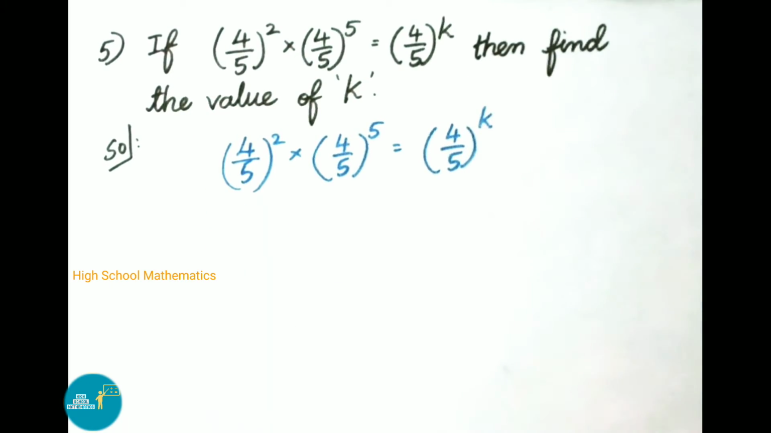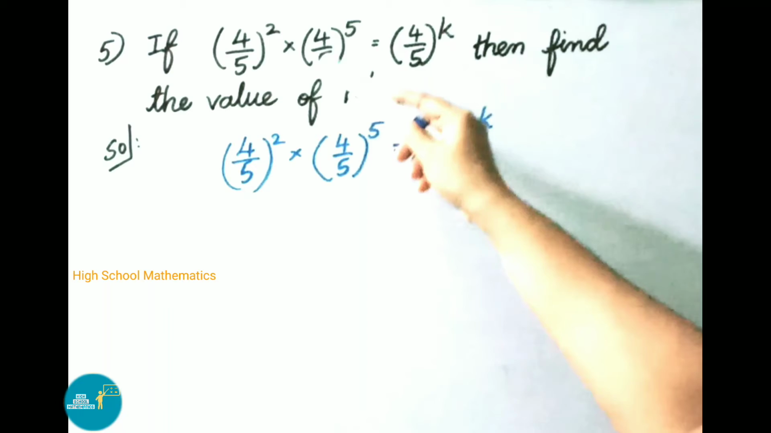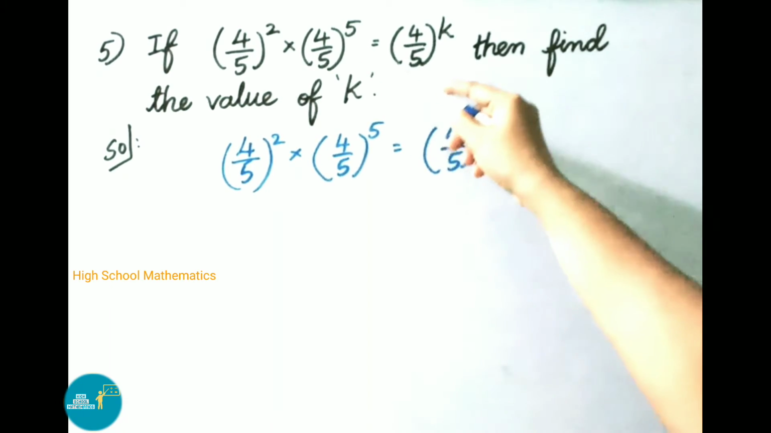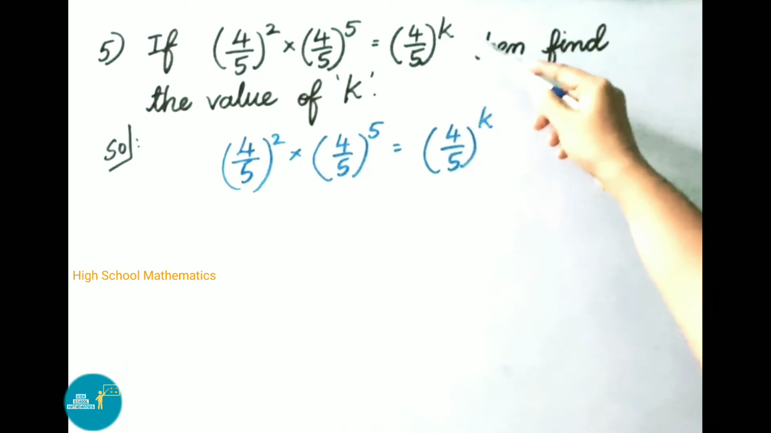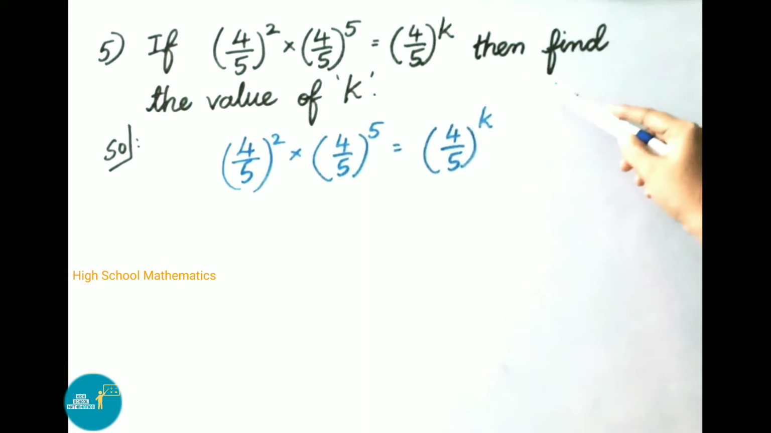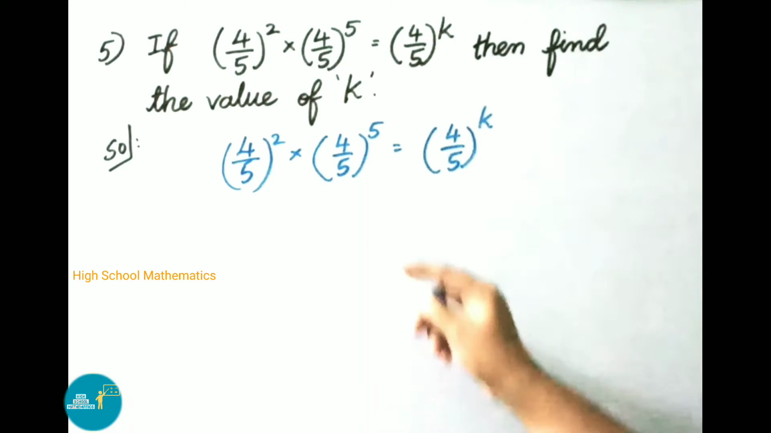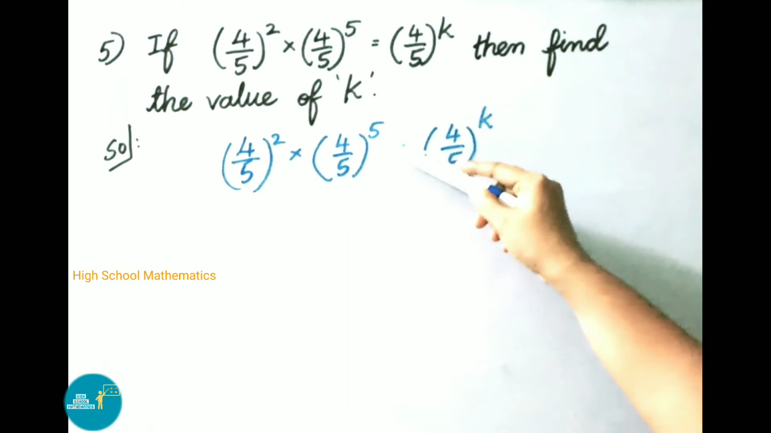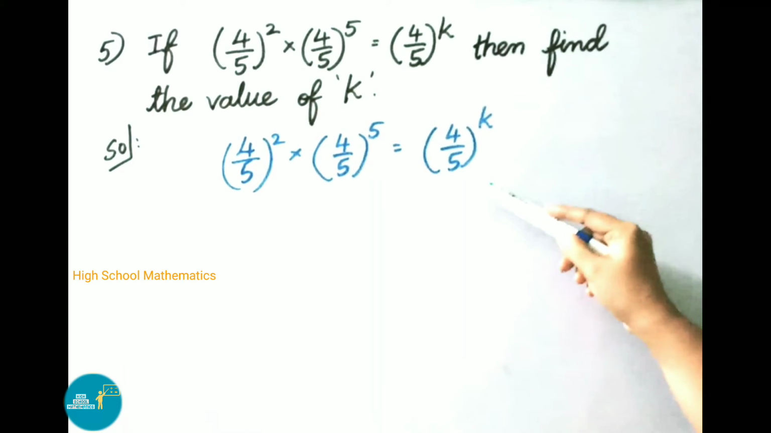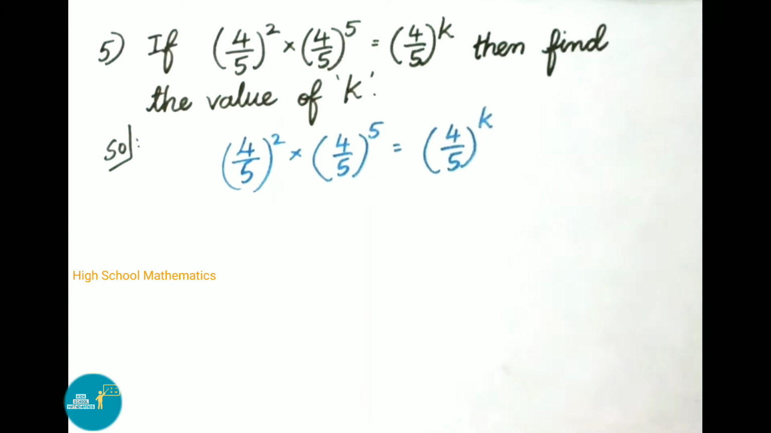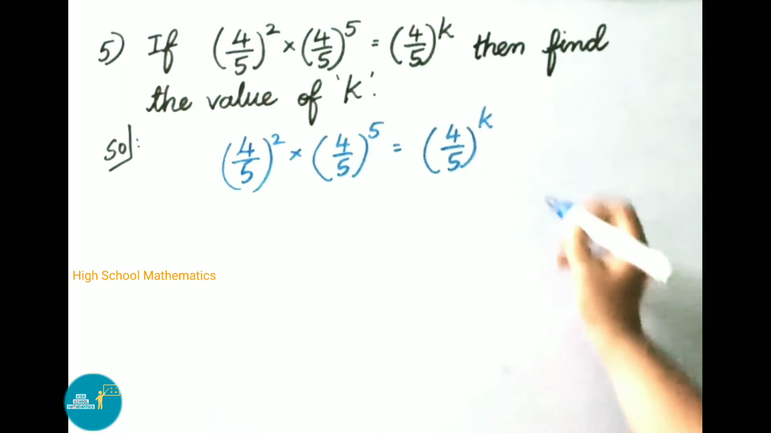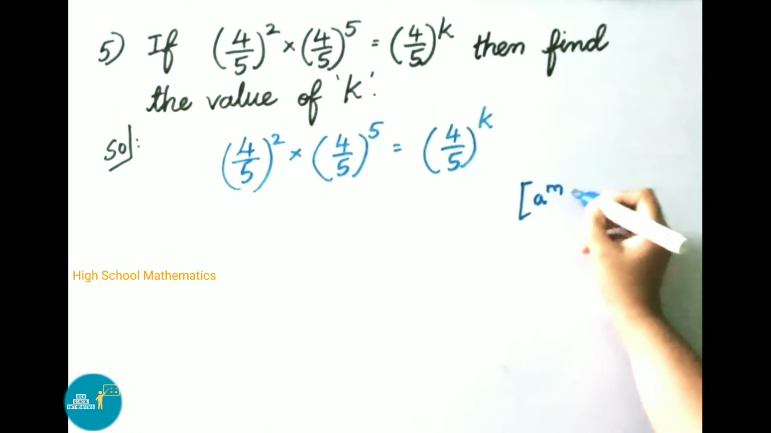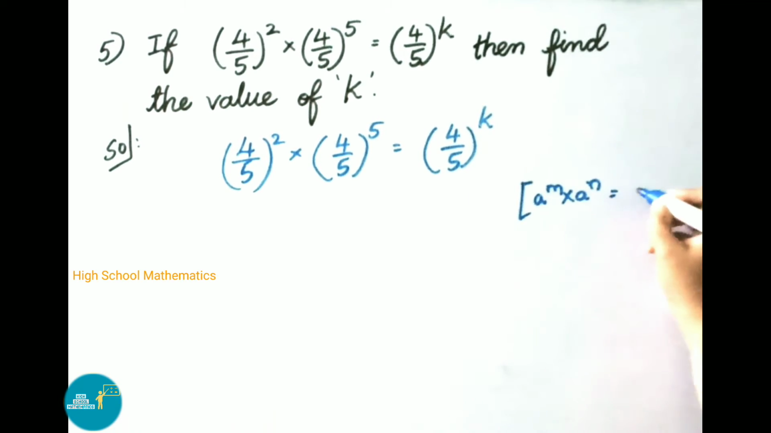Now question number 5. If (4 by 5) whole power 2 into (4 by 5) whole power 5 equals (4 by 5) whole power k, then find the value of k. Let us see the solution. Given this, both are looking like a power m into a power n, that equals a power m plus n.